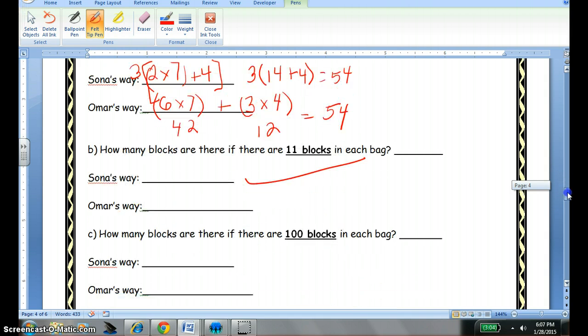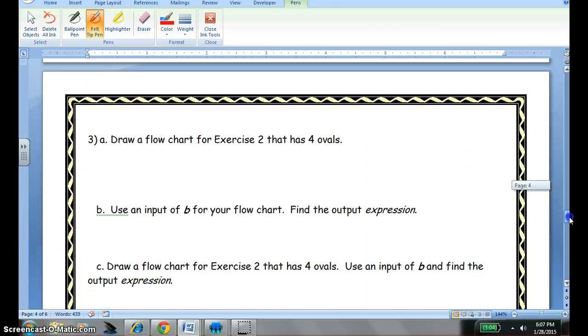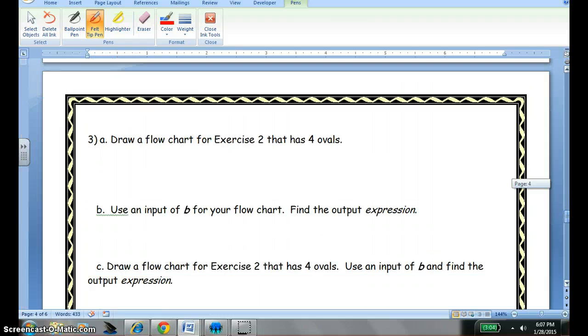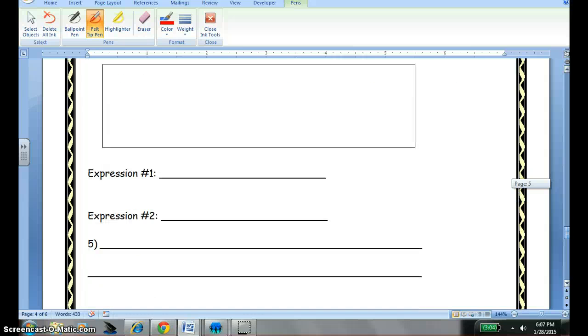And if you come down here, you do 11, you do 100, you do if you're using it with B. And then it's the same thing with ovals. We're telling you kind of what to do here. First you multiply the 2 by 7, then you add 4, then you multiply by 3. Here I'm taking my variable, remember what's changing here, I'm multiplying it by 6, then I'm adding together the product of 3 times 4. So the last part of this investigation, or the third part I should say, is you're using a flow chart to try and figure it out.